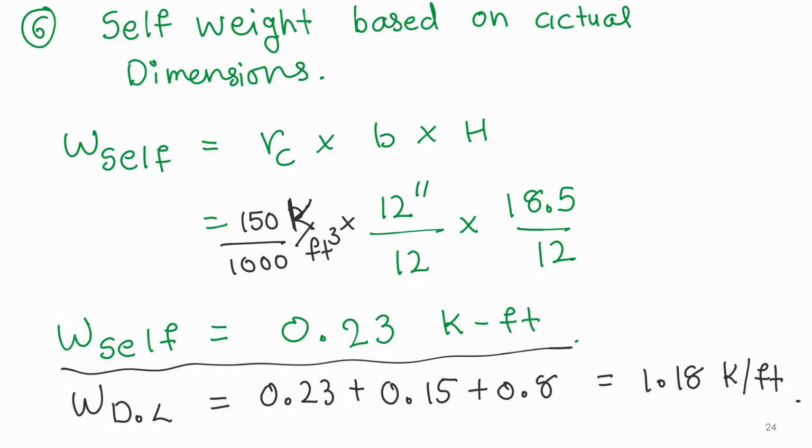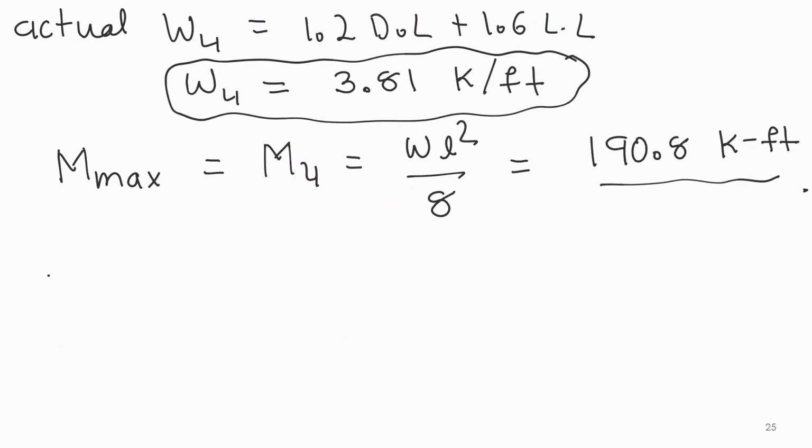Now we need to recalculate self weight based on actual dimensions. So our dead load, in our case, will be 1.18 kip/feet. You have live load, and the total load will be 3.81. So maximum moment will be 190.8 kip-feet.